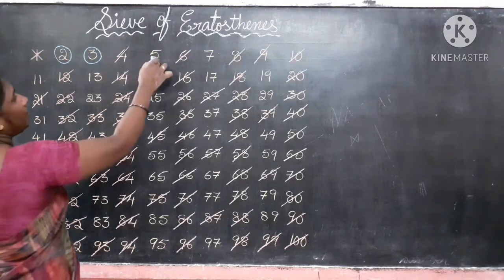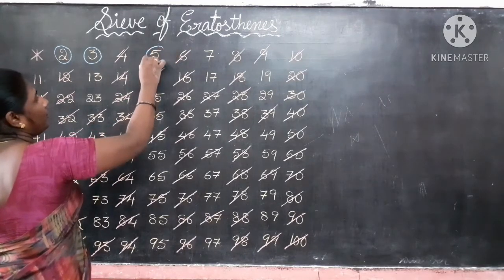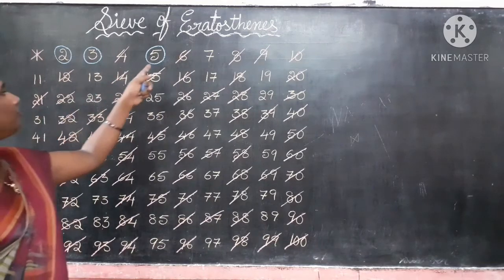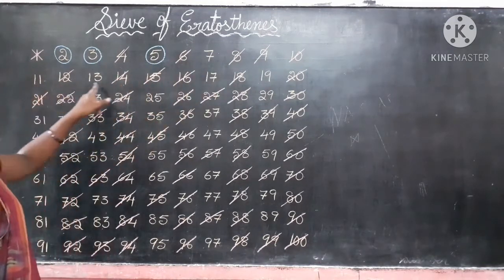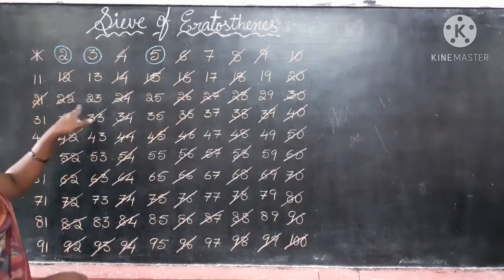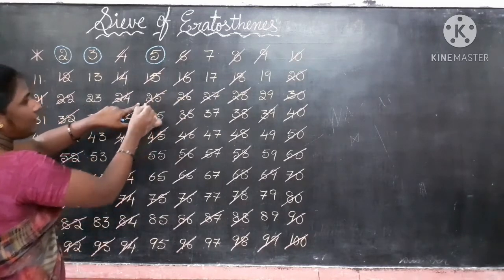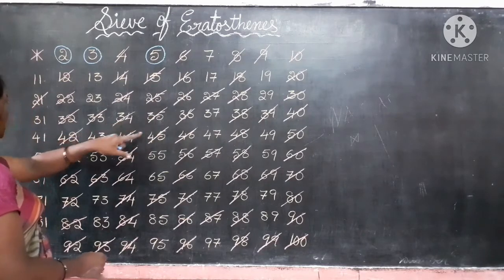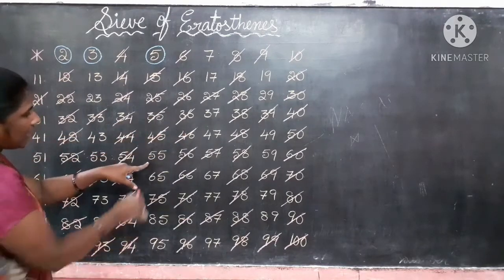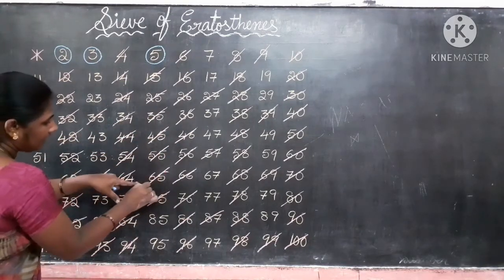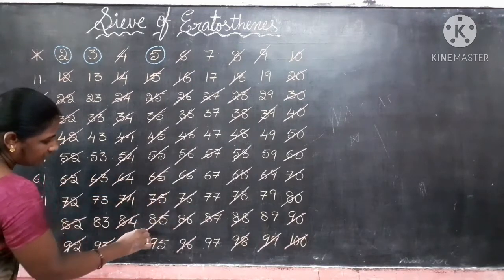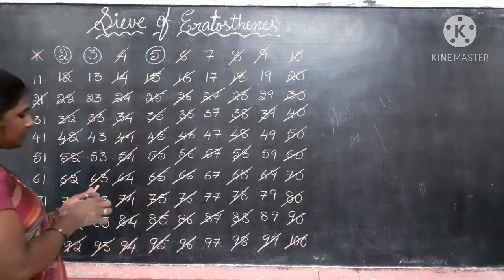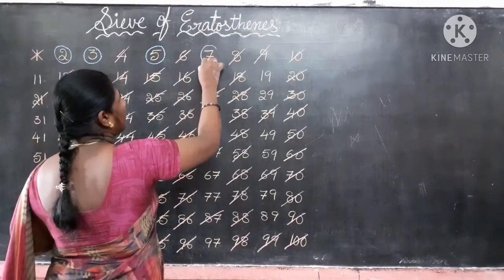Next, 5. Circle 5. Now what are the multiples of 5? In the 5 table, we have to check which numbers will come. Yes, 5 5s are 25. 5 7s are 35. Again, 5 11s, 5 13s, 5 17s, 5 19s. Only 5 table numbers will come. Next one, circle 7.